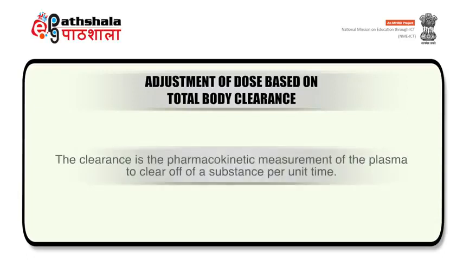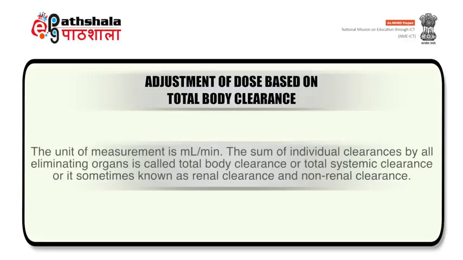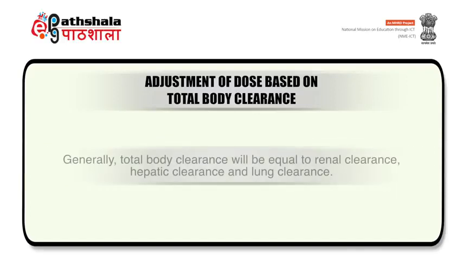So in this, the clearance is the pharmacokinetic measurement of the plasma to clear off a substance per unit time. The unit of measurement is milliliter per minute. The sum of individual clearances by all eliminating organs is called total body clearance or total systemic clearance. It is sometimes also known as renal clearance or non-renal clearance. Generally, total body clearance will be equal to renal clearance, hepatic clearance and lung clearance.